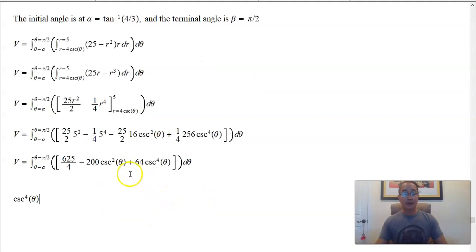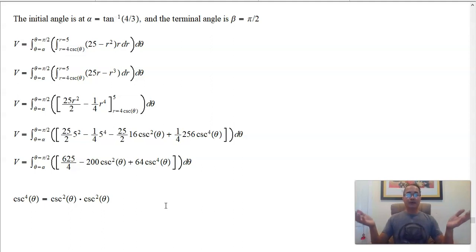All right, so we know how to integrate cosecant squared, or we should, but you might have had a little trouble with cosecant to the 4th power. So here's what you can do there. Break it up. We can think of it as cosecant squared times another cosecant squared.